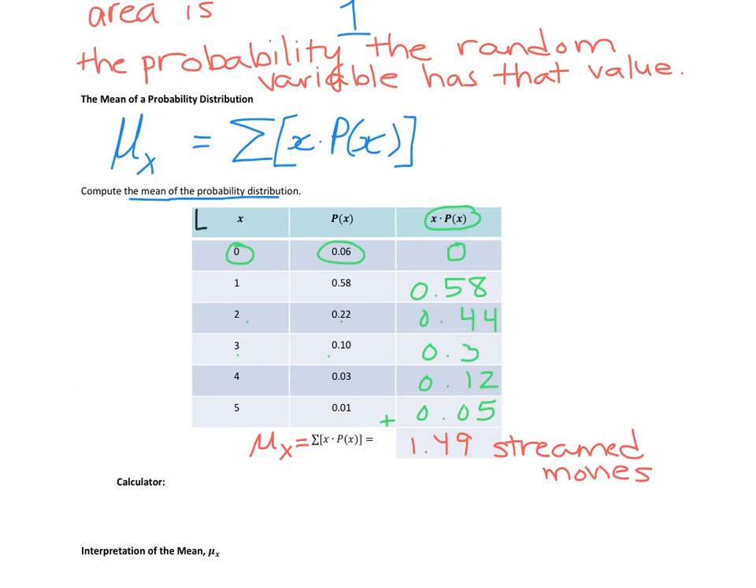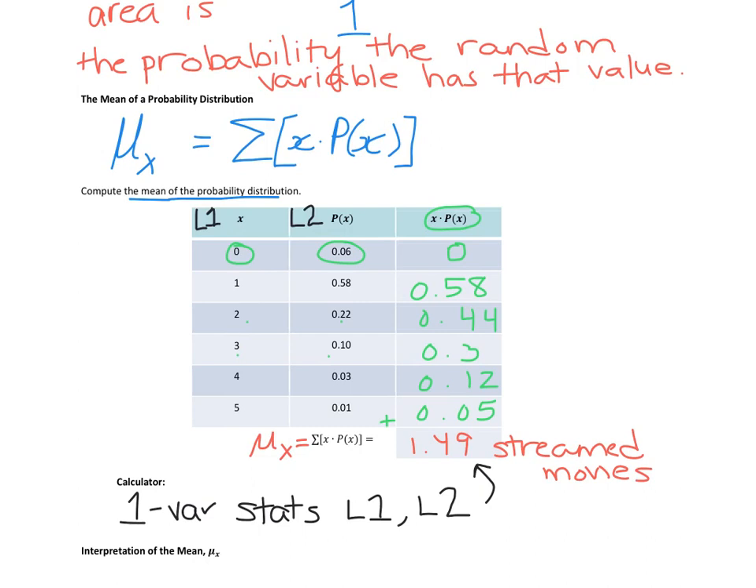So you put the values in a list, put that in L1. The frequencies are now the corresponding probabilities, so put that into list 2. And then it's 1-Var Stats on your calculator. If you have your fancy screen, your data is L1, your frequency is L2. If you have the TI-83, you type this into your home screen with that comma. And then push enter, and you're going to get that big list of values, and you'll see that your x bar is 1.49.